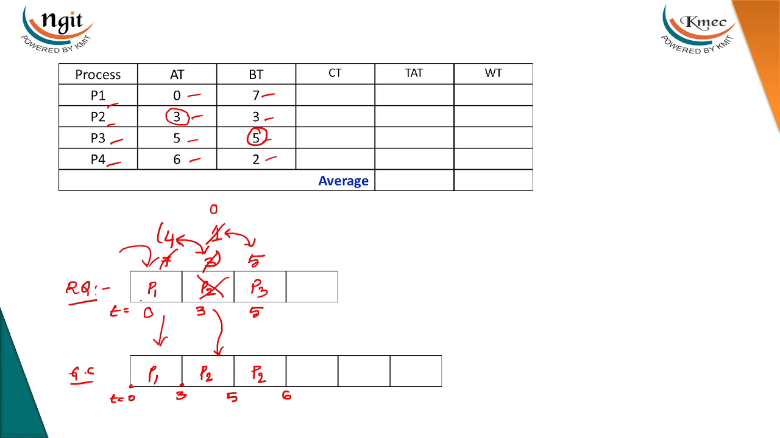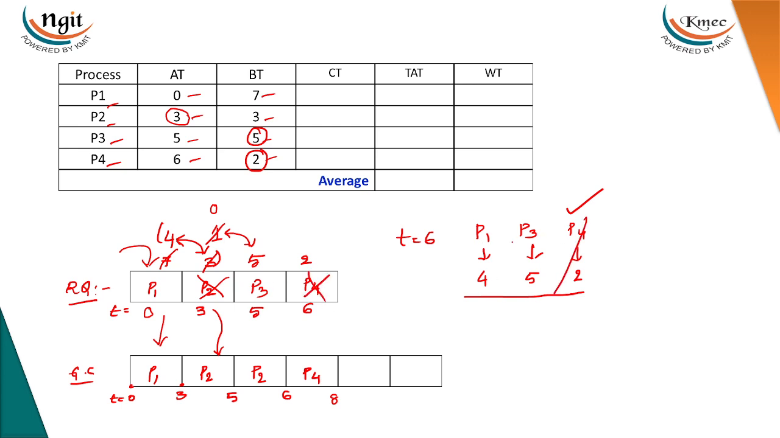At time t equal to 6, P4 came to the ready queue with a burst time of 2. Now at time t equal to 6, P1 has remaining burst time 4, P3 has burst time 5, and P4 has burst time 2. Which one will be scheduled out of these three? P4 will be scheduled. As all the processes have come to the system and no new process is arriving, P4 will execute up to 8 milliseconds. Then P4's execution is completed.